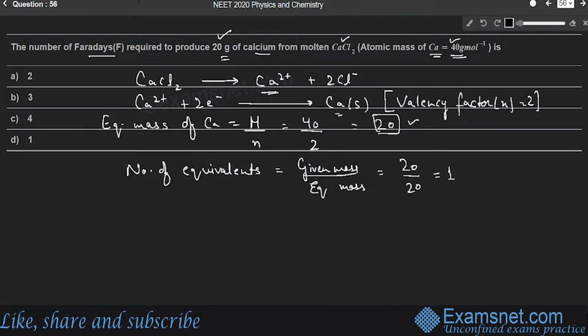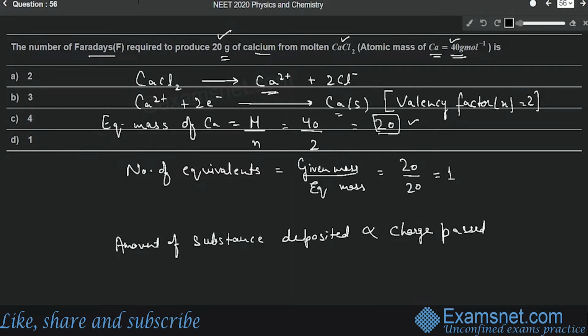Okay. Now from Faraday's first law, we know that the amount of substance deposited at the electrode is proportional to the amount of charge passed or electricity passed. Okay. So for one equivalent, the amount of charge passed will be 1 Faraday. Okay. So out of the given options, option D will be the correct answer.